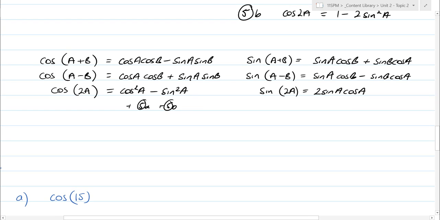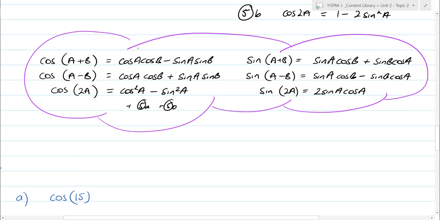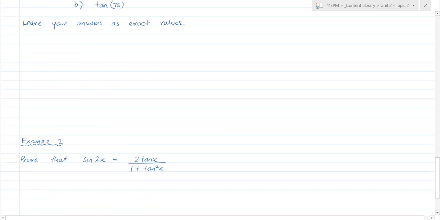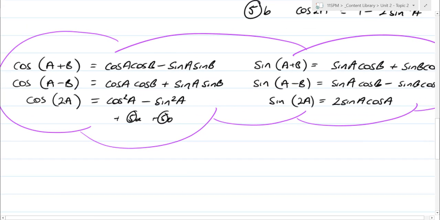And it's 10:23, so I'm actually not going to get through any examples. But just as a fair warning, next lesson I've got examples 1, 2 and 3 for you to do. But I'll leave this up for now and I'll finish it there.